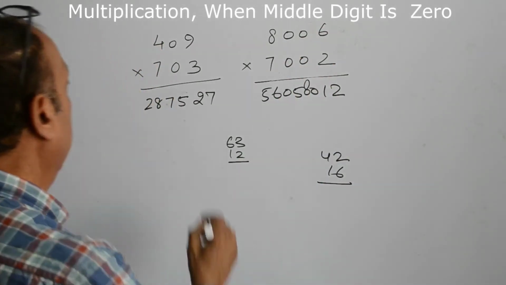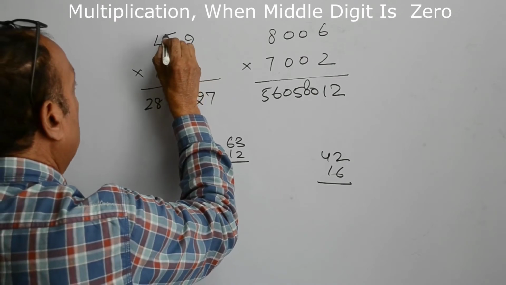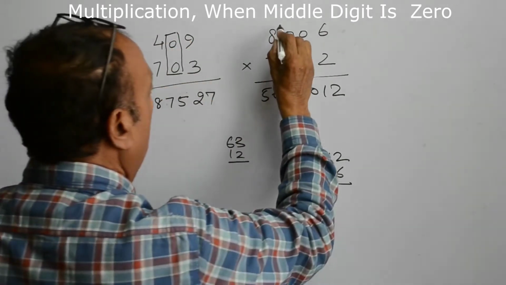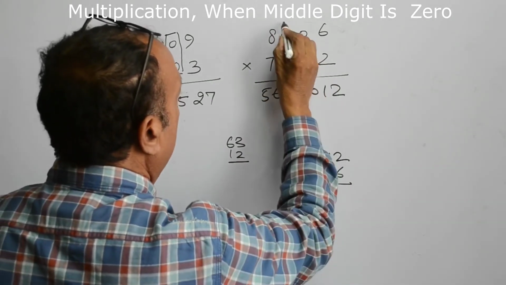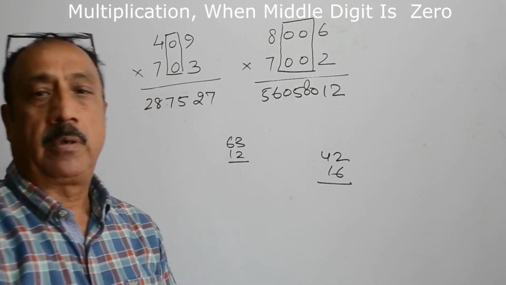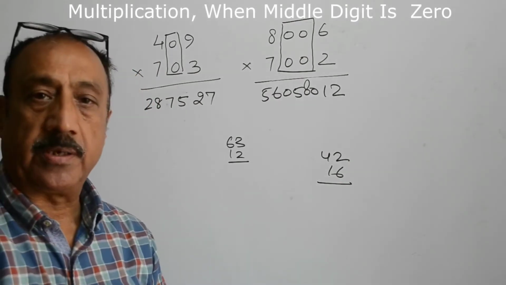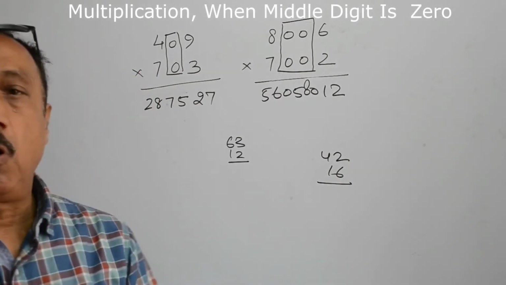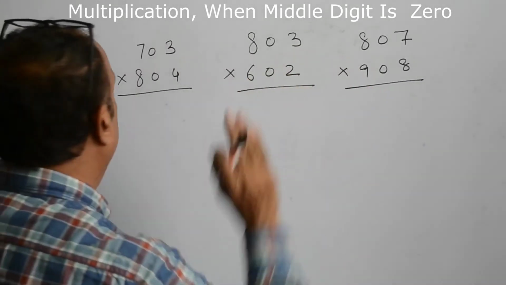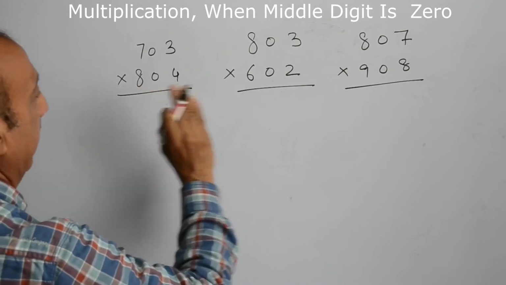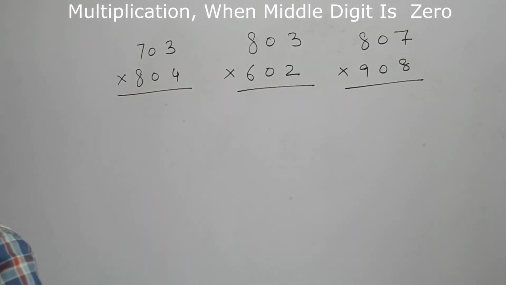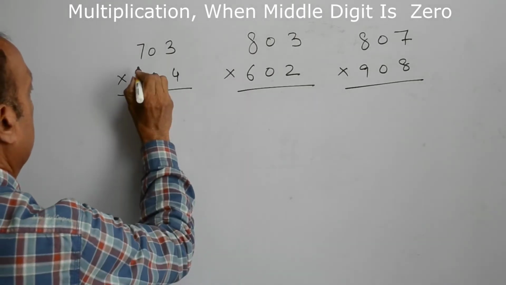When we have zeros as the middle digit of a 3-digit number or a 4-digit number, then we can find out the solution without doing many calculations. Let us see how we can do that. In case of 3-digit numbers, there will be 3 different variants of such problems. So let us discuss all one by one.